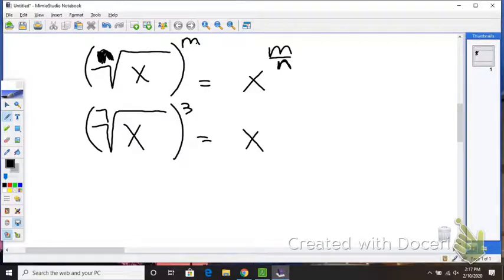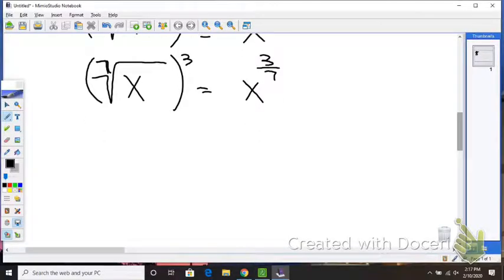Okay, what's going on top of our fraction? 3. 3, and so what goes on the bottom? 7, the root. Okay, now let's go the other direction. Now I'm going to give it to you written like this, and I want you to write it as a radical. So let's say x to the 2/5 power. Let's write that as a radical.